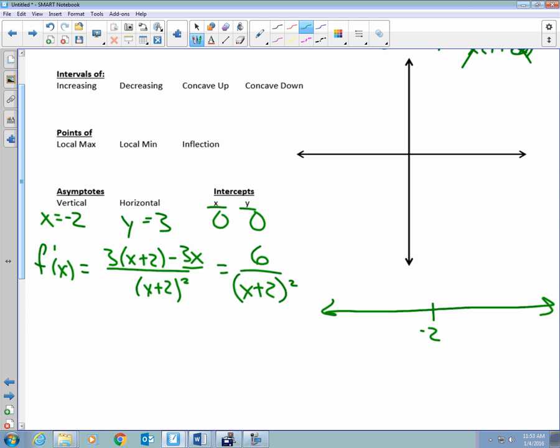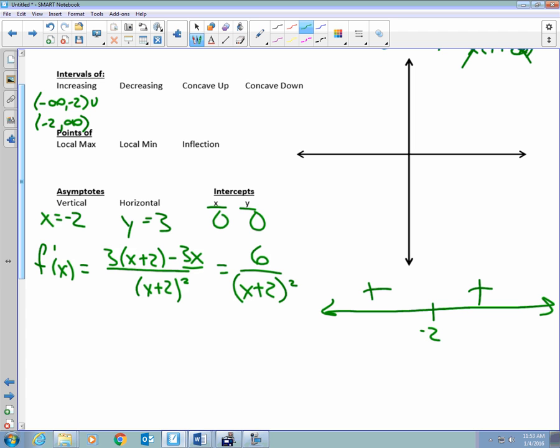You can plug in values before -2 and after -2, but let's just think about it, folks. The denominator is always positive, the numerator is always positive, so it's positive over positive. It doesn't matter what you plug in, you should get positive over positive. If you don't, then you did something wrong. So our intervals of increasing are from -infinity to -2, union with -2 to infinity.